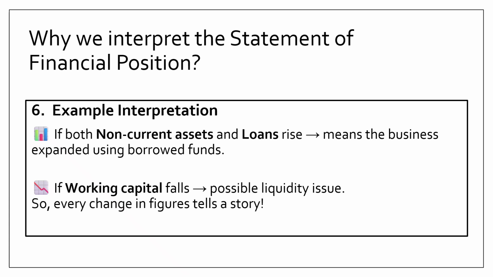Why do we interpret the statement of financial position? Example interpretation. If both non-current assets and loans rise, it means the business expanded using borrowed funds. If working capital falls, there is a possible liquidity issue. So every change in figures tells a story.